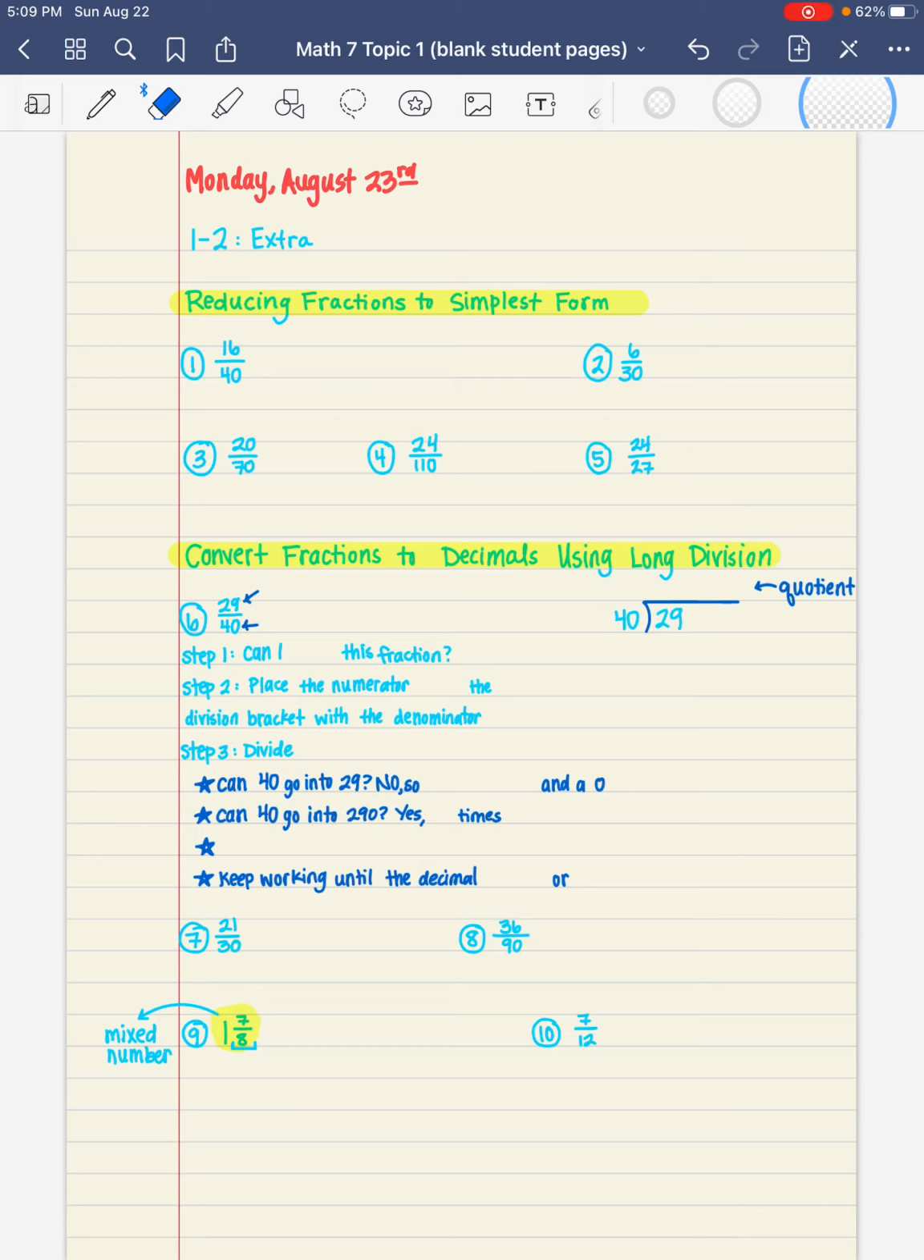Hey y'all, today is Monday, August 23rd, and we're going to go over a few extra notes that I have prepared to help us with lesson 1-2 coming up this week. We're first going to talk about reducing fractions to simplest form.